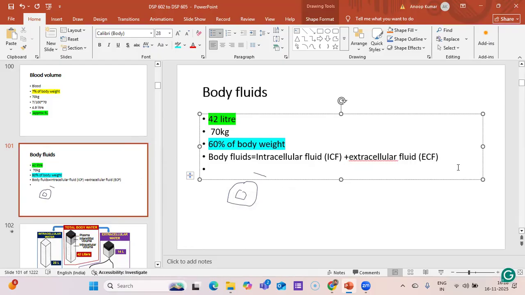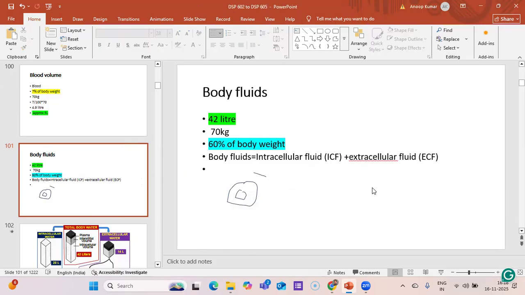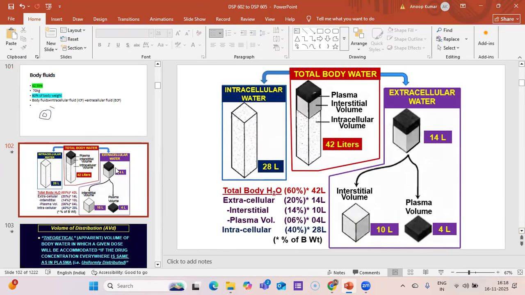So how much is extracellular fluid and how much is intracellular fluid, and which one is more? The fluid present inside the cells, each and every cell of the body, is more as compared to extracellular fluid. And you can see this better in these pictures.